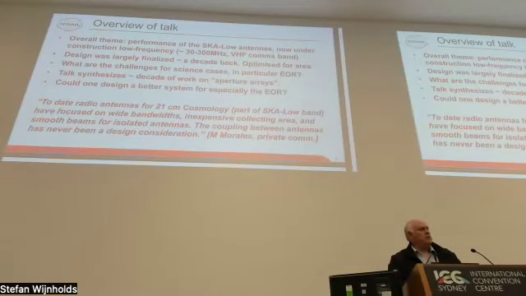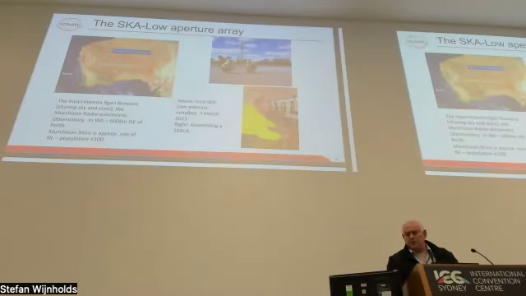And I'll finish up with the question: is there something better one could do if you want to look specifically for an EOR system? And again, please don't confuse this. It's not a suggestion that we rebuild SKA low. This is if we want to do further work or build special parts of it, or indeed build other instruments completely. I'm quoting Miguel Morales there that to date radio astronomy antennas for 21 centimeter cosmology have focused on wide bandwidths, inexpensive collecting area, and smooth beams for isolated antennas. The coupling between antennas has never been a design consideration. And as we'll see, it's mutual coupling that causes the issues.